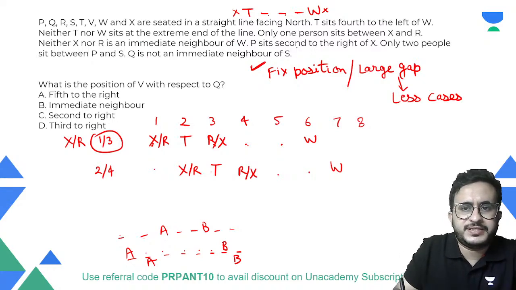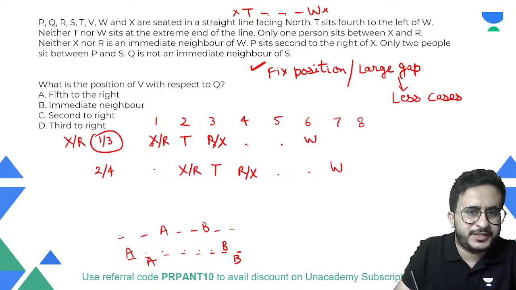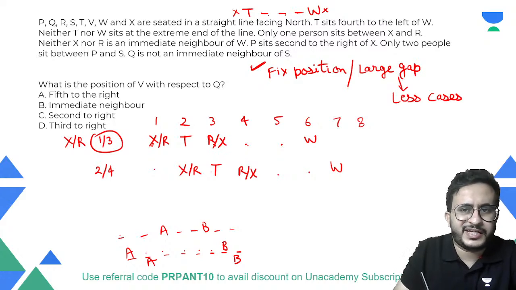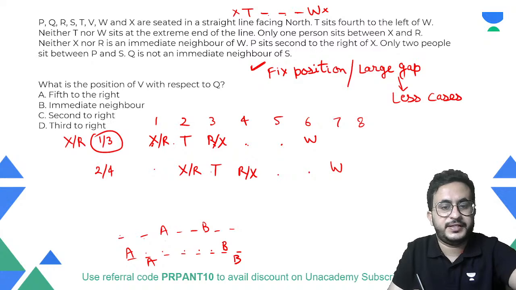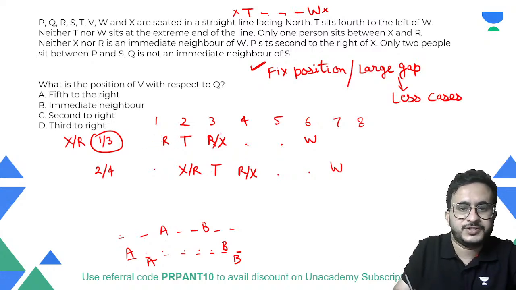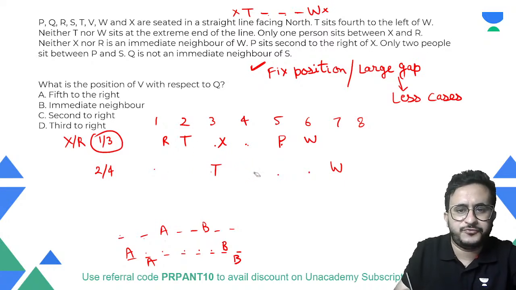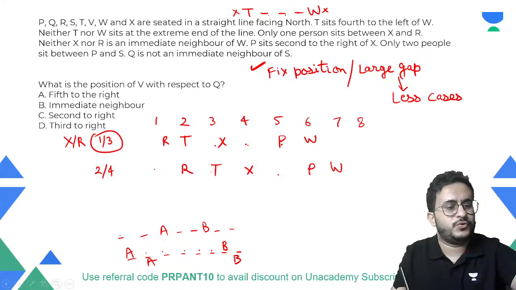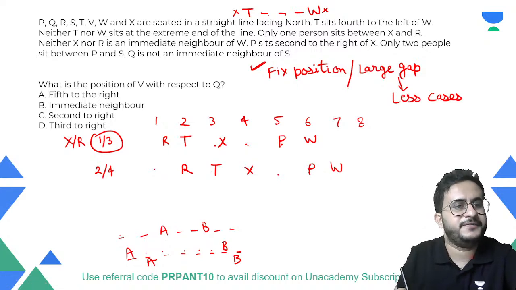Then we are given that P sits second to the right of X. So we could have studied this and eliminated this case. If P is second to the right of X, then X cannot be here, otherwise R will be second to the right. So we will consider R on the left hand side, X on the right hand side, and P is second to the right of X. So this is P. Similarly, in this case, it will be R at 2, X at 4, and this is P. So what we do is we make cases and fill them parallelly.